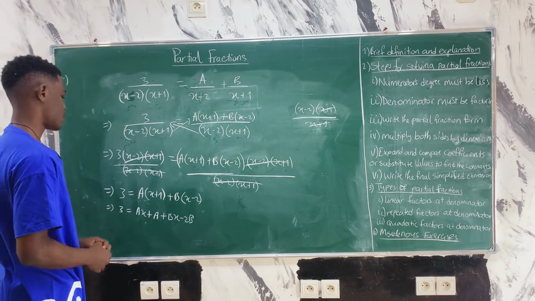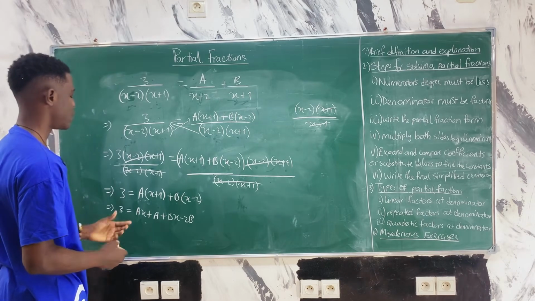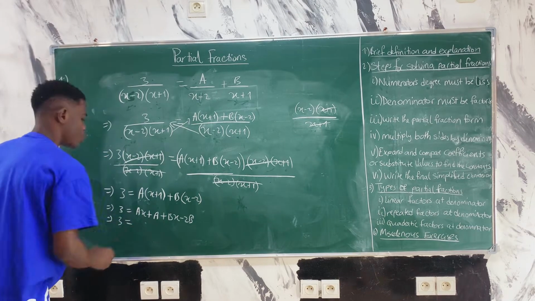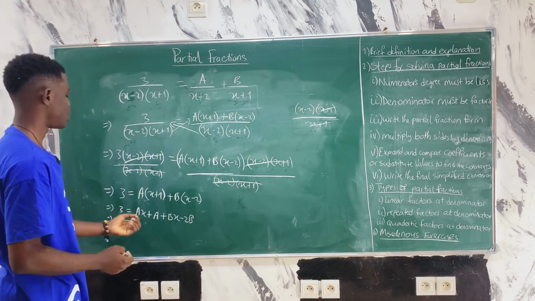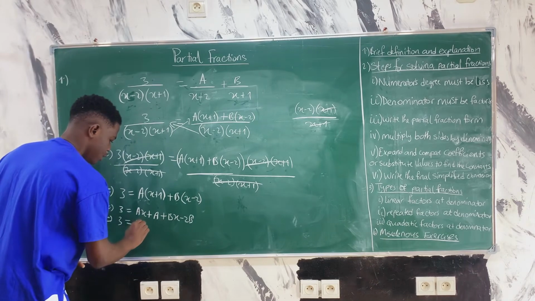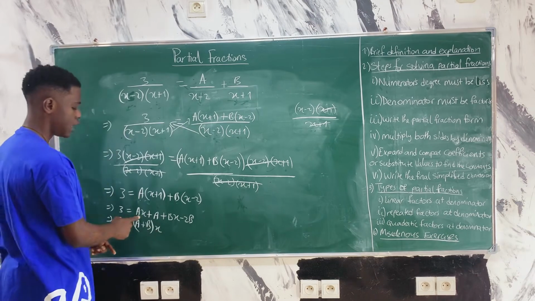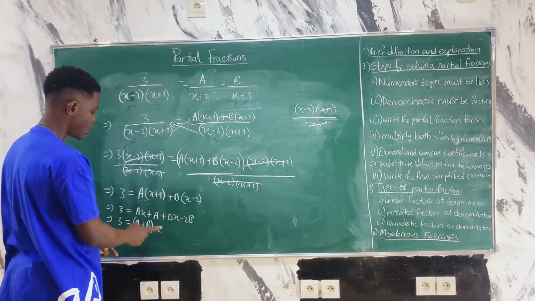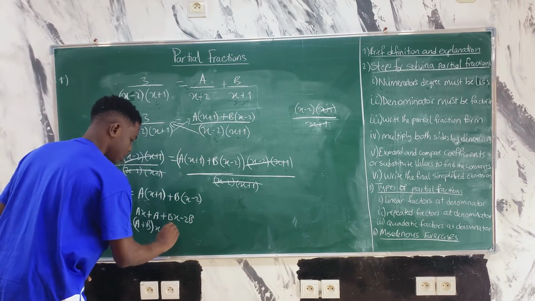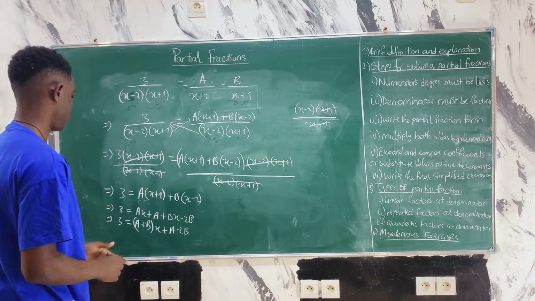So from here, I can put the coefficients together. I can put the equivalent values together. I have 3 is equal to, I can put all of the values that have x together and all of the values that don't have x together. So I have 3 is equal to, here I have a plus b all into x, because a has x and b too here has x. So I have a plus b all into x plus, I write what is left, a minus 2b. So I have this.